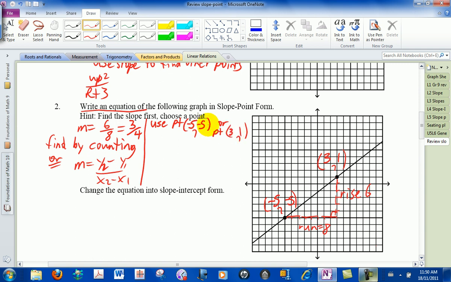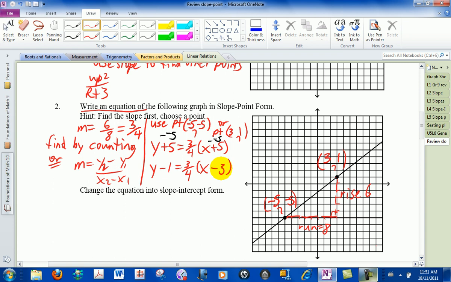So if you use -5, -5, it would be y plus 5 equals 3/4 x plus 5. So you have to change your minus -5 to an addition in both places. Okay, because we always have subtract, but then you change it so you correct your double sign. Or you can use y minus 1 equals 3/4 x minus 3 if you use a second point. Doesn't matter which one you use, they're both correct.